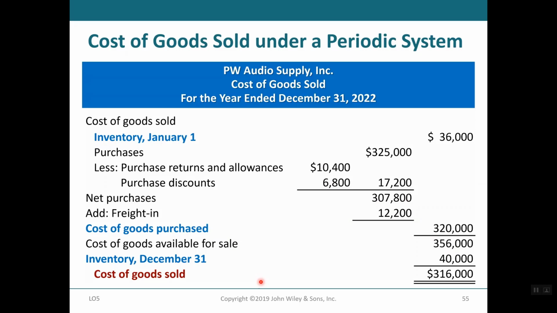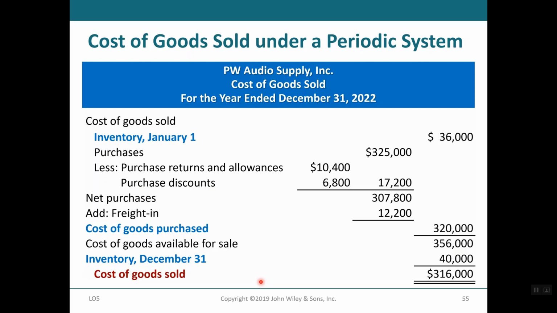This is an example. We have our cost of goods sold. So we have inventory January 1, and our purchases. We have 325,000, less purchase returns and allowances. So these are things that you returned because you didn't like them. We're adding our purchase discount to it. That gives us 17,200. We deduct that from our purchases to get the net purchases. Okay, so here we get the net purchases.